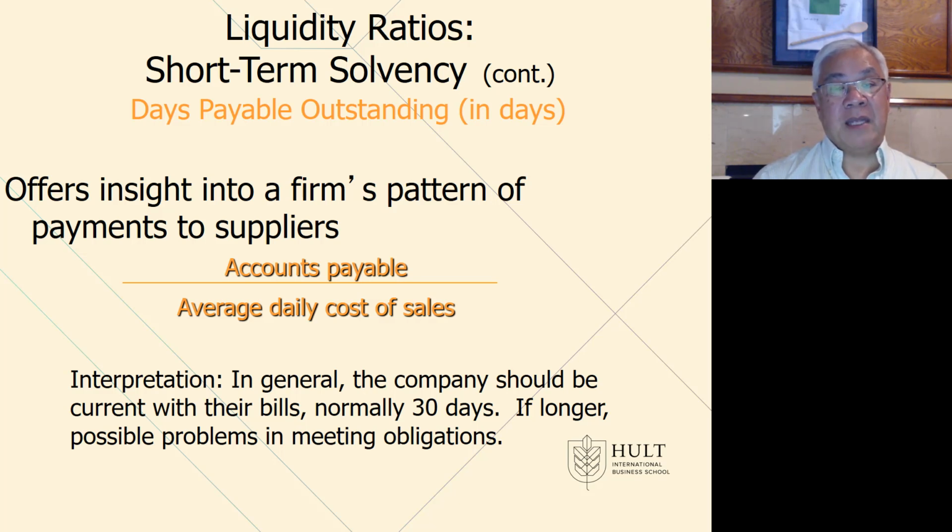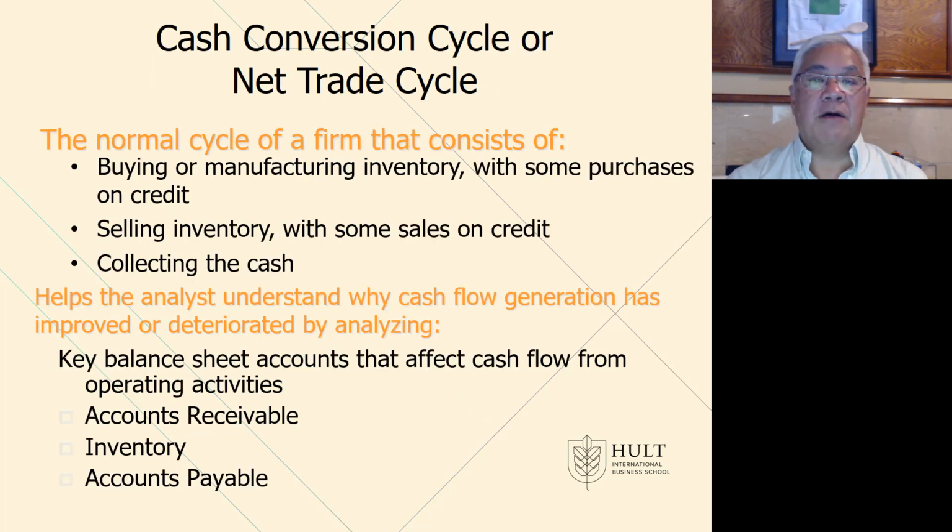So this is a measure where there is no absolute answer. We want an answer that is optimized. We want to take care of our vendors and not press them beyond their comfort level so they will continue to do business with us on a favorable basis. All right, we have this notion of a net trade cycle.